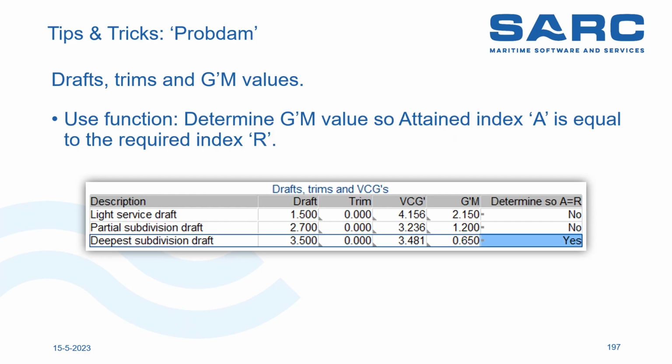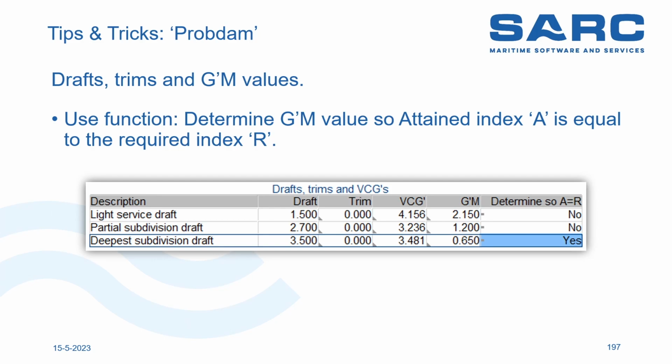We have the functionality to generate the GM value for which the attained index will be equal to the required index. That can be used if your vessel does not comply. So then you can look for a GM value for your vessel to comply. But it can also be used if your attained index is higher than the required index, because then you have a surplus of stability. Then it can be used to determine how much I can lower my GM value, which is good for the deployability of your vessel.